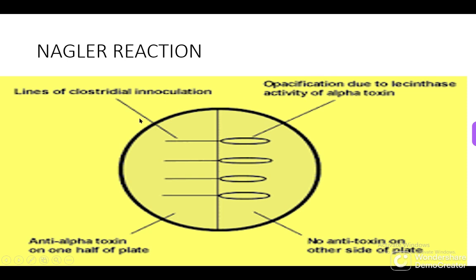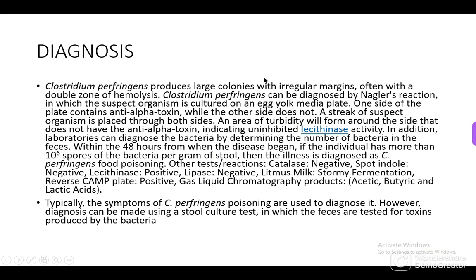Opacification occurs due to the lecithinase activity of the alpha toxin. So opacification occurs here. The less oxygen is there. And the second part and the third part also. And the fourth part, when you have induced the anti-alpha toxin on half of the plate here, in this area there will be no opacification, while on the other side of the plate, there is no antitoxin, and lecithinase will not be able to opacify it. If you culture like this, it means that only one organism can cause it, and that is called Clostridium perfringens. That is called the Nagler reaction.